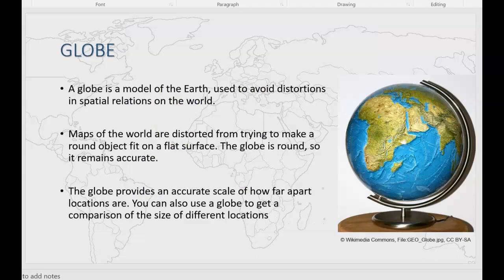A globe. A globe is a model of the Earth used to avoid distortions in spatial relations of the world. So the Earth is round, therefore our globe is showing the spatial relations that exist in our world. The globe provides an accurate scale of how far apart locations are, and then you can use the globe for comparison of different sizes of locations.